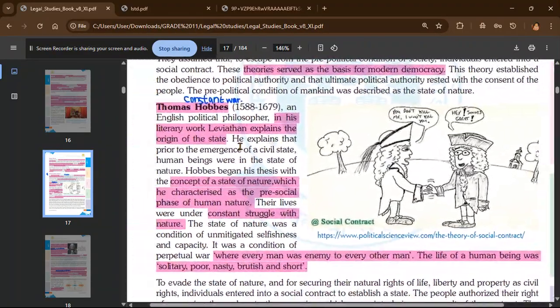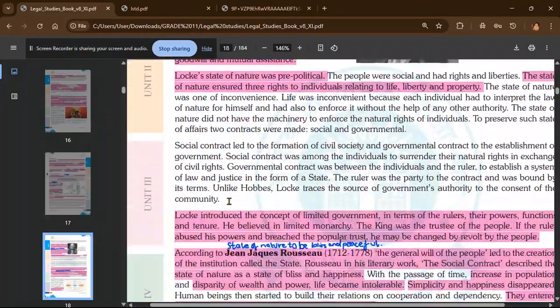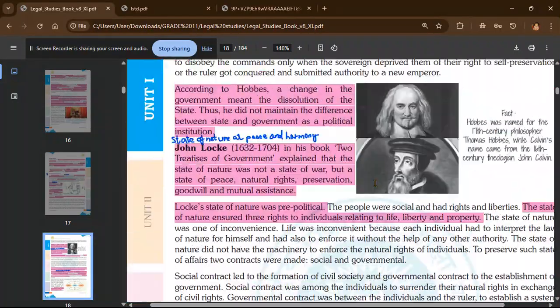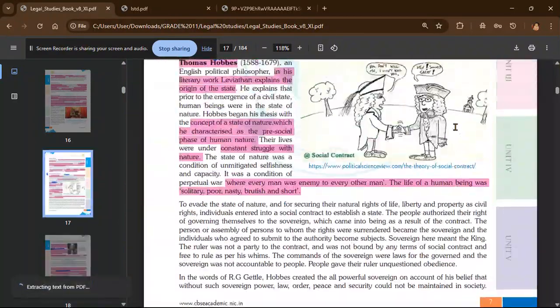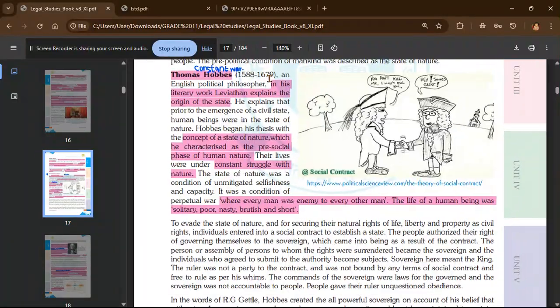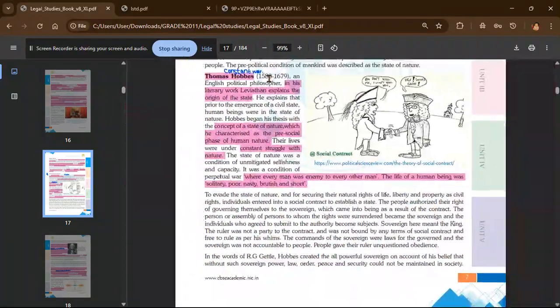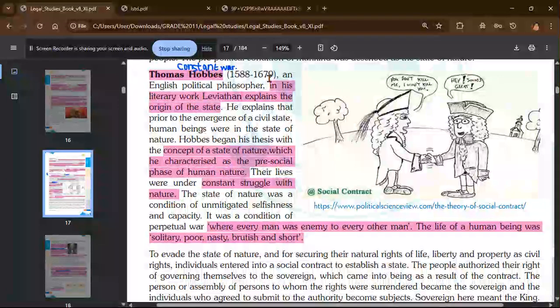So you will see I have written above all these stories some key things in blue color. This you should write in your textbook. It is important. So according to Thomas Hobbes, it was a nature of constant war.